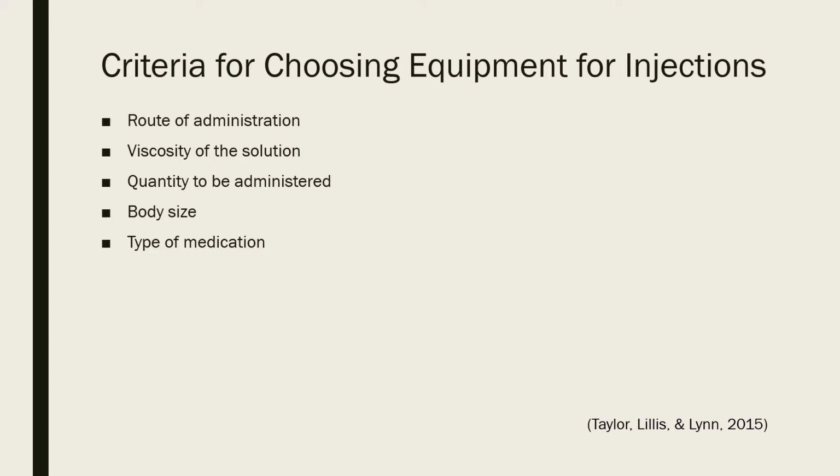So you want to make sure that you choose the right equipment, especially for injection. You want to look at how you're going to be giving it, the route of administration, how thick or viscous the fluid is, and how much is going to be administered. Also the patient's body size and the type of medication. We're going to talk more about each of these.